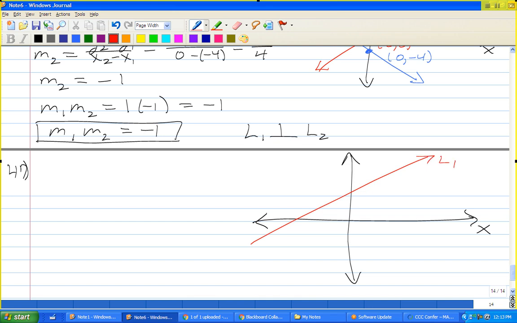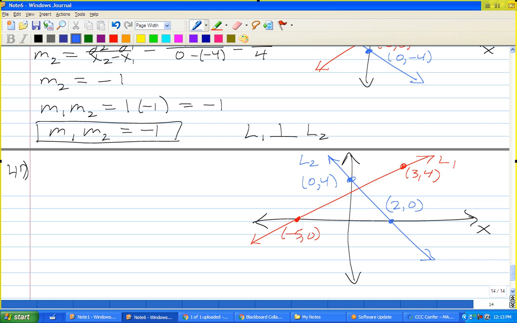Let's call this L1. So it's at negative 5, 0, 3, 4. The other one is 0, 4. So let's call this L2. And 2, 0. Again, this is not really to scale, but it's close enough.